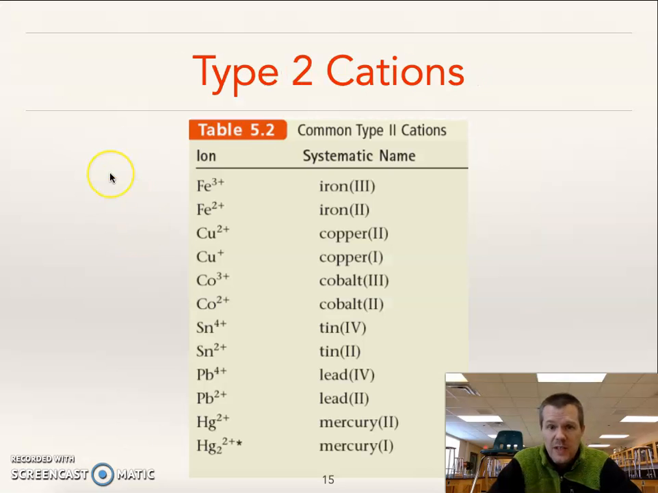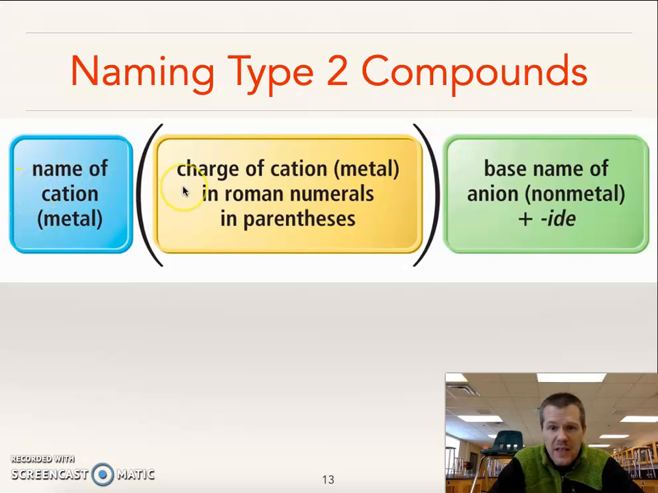So here's how you actually write type 2 cations. This is not the ionic compound. This is only the cation part, the first part. This is only the blue and the yellow.